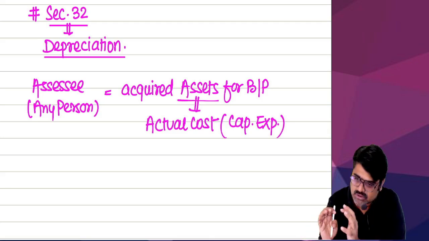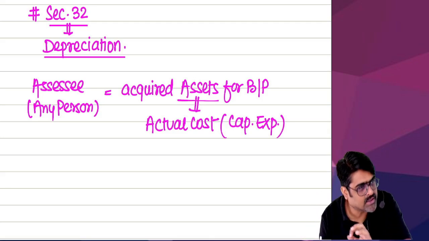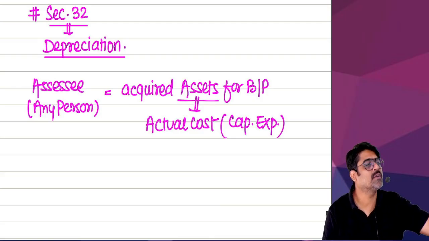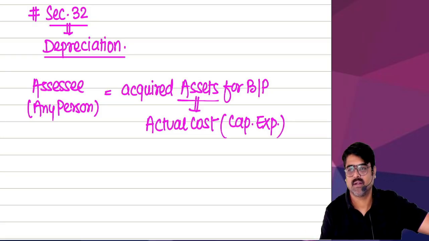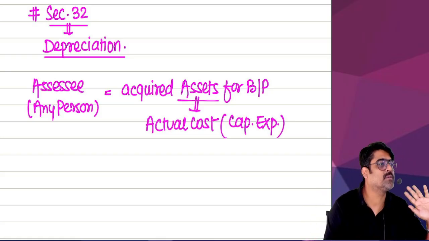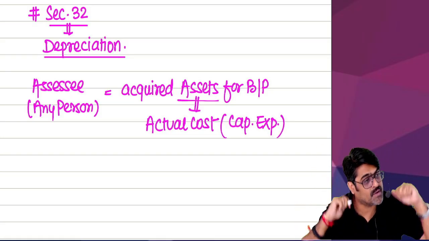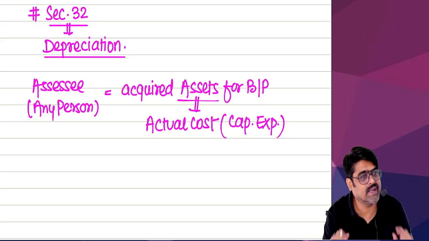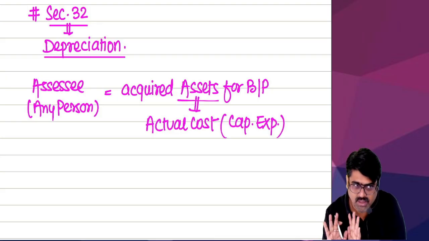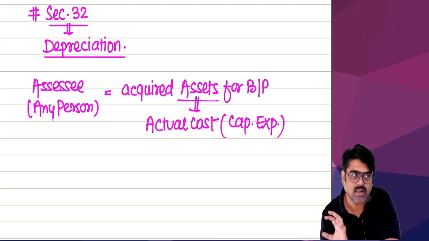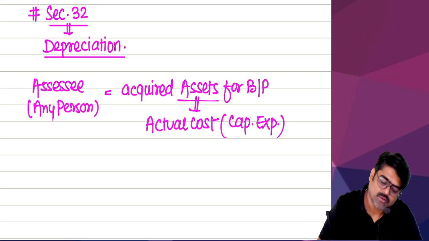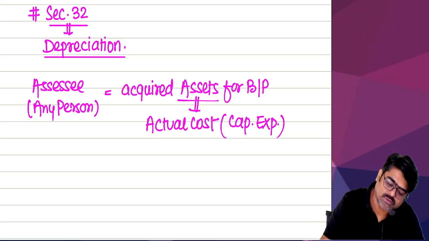You incur that cost once and that asset is used in the business for many years. And after some years, when the asset is not usable anymore, you throw that asset and then you again incur that cost. But that happens after a long period of time. Understanding? So this expenditure is incurred once on the asset and that asset is used for a number of years in your business. Okay. So now tell me, is this actual cost?